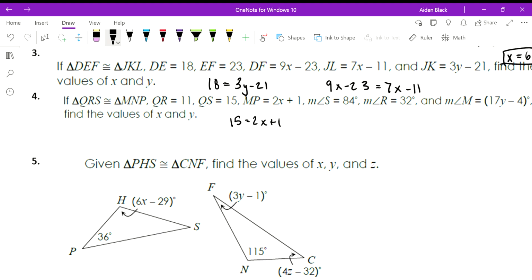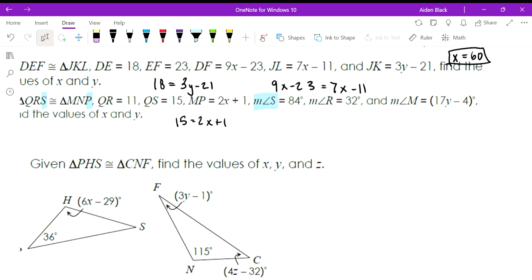Now let's check out angle S. It says measure of angle S, and side note, I can solve this later when I need it. So I'm looking here. Angle S is the third letter of the first triangle. What's the third letter of the second triangle? P. Do I have angle P? Shoot, I don't have angle P. So I'm going to move on to angle R.